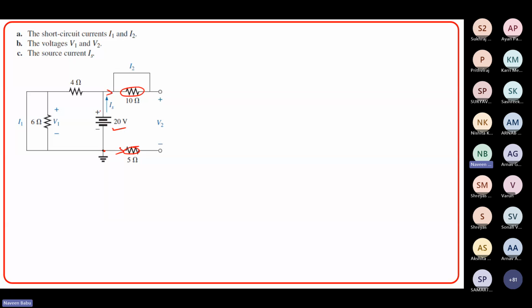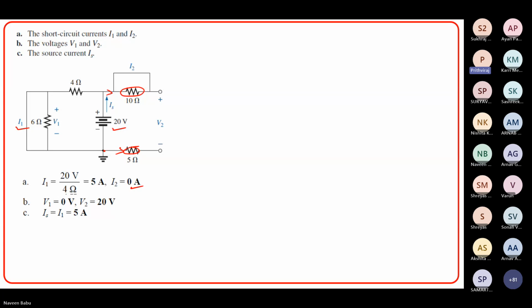So source current we have already found out, which is 4 ampere. So let me find out. 20 by 4 is 5. So I1 is 5 ampere and I2 is 0 ampere, as I said. And V1 is 0 volts because it is across I1. And V2 is the same as this voltage, which is 20 volts. And IS is equal to I1. Yes, Prithvi.